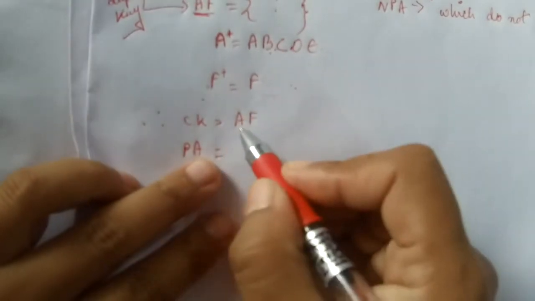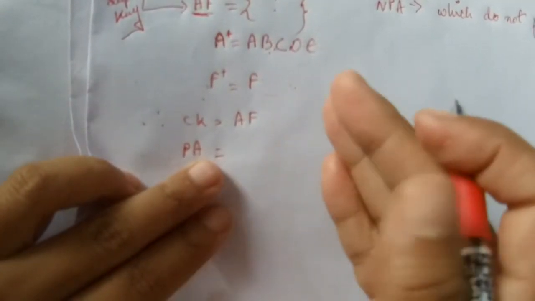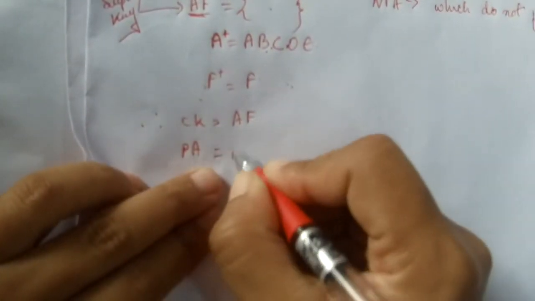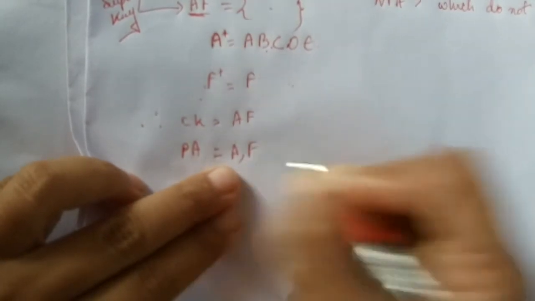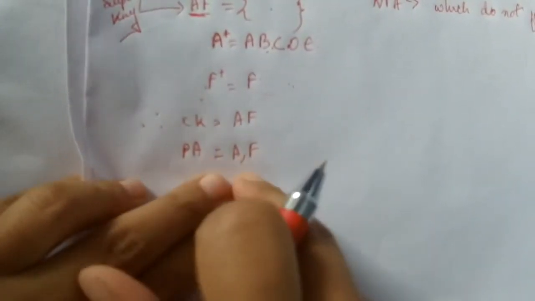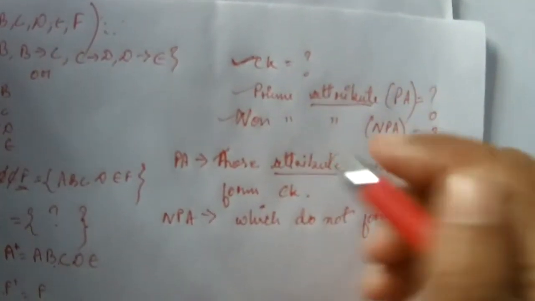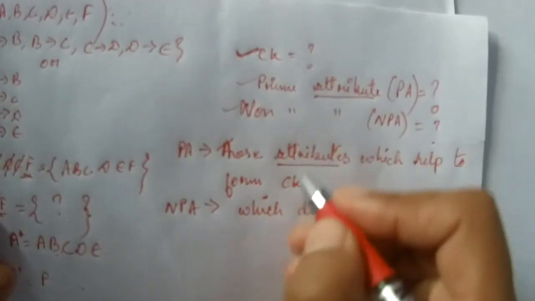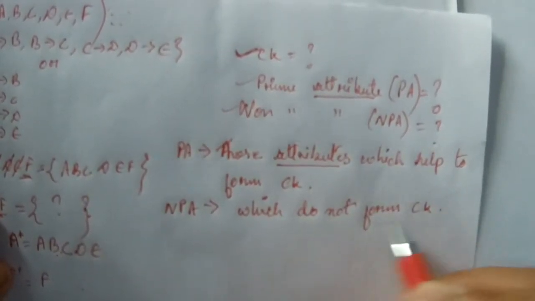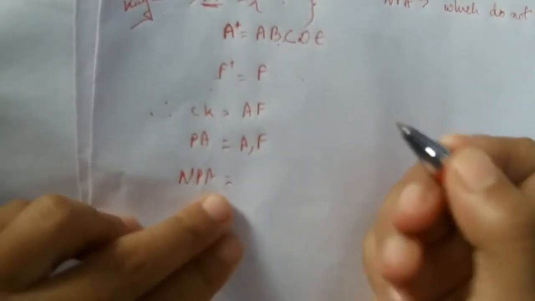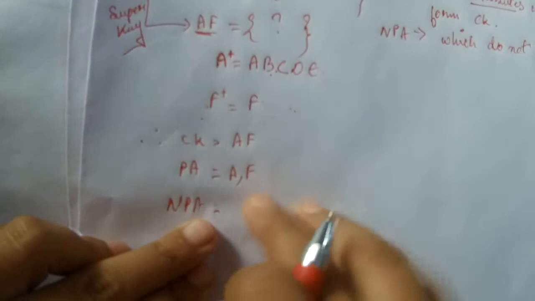Here we have the candidate key A and F, right? So that means A and F are the two attributes which have helped to form the candidate key. So A and F, we will write it here, A comma F. These are the two attributes which help to form the candidate key, and that is called a prime attribute. Next is non-prime attributes. So what are non-prime attributes? Non-prime attributes are those attributes which do not form a candidate key. So now from the given relation, come back here. We have found the prime attributes: A and F are the attributes which form the candidate key.